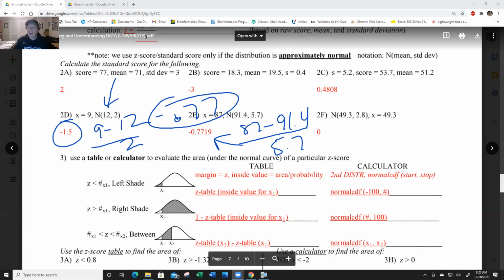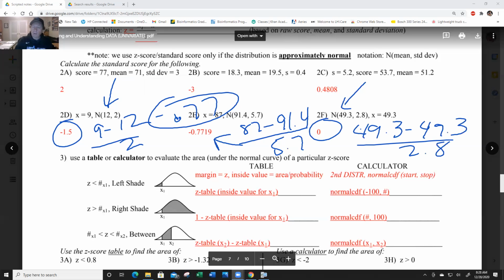Okay. Now, here's the number that is the mean. Remember, if you are the mean, your z-score is 0 because you don't deviate from the mean. For example, if the average height of a male is 5'10", and I am 5'10", then my z-score is 0 because I am the mean. I'm not deviating from it. But I'm going to go ahead and do the math to prove it to you: 49.3 minus 49.3 divided by 2.8, and that's the mean of 0.